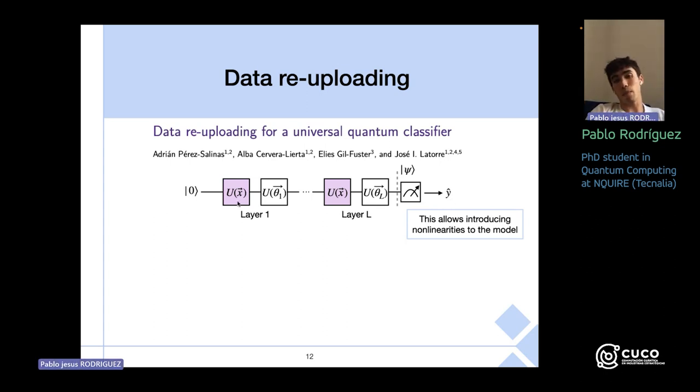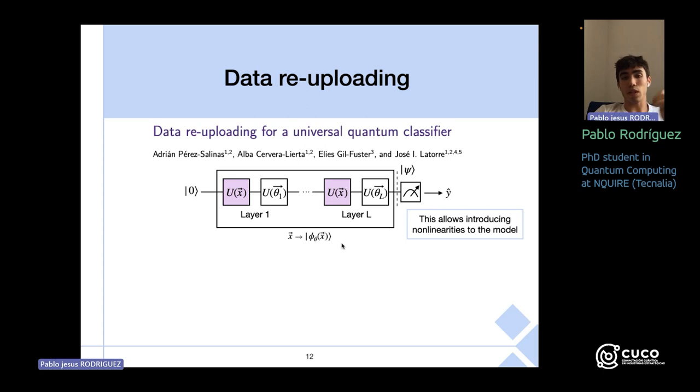Each one of them is encoding the input point again. So this whole unitary, this whole circuit, is just encoding an input point into a feature vector, which also depends on some trainable parameters here. Okay, so this is kind of the analog of a neural network, and I emphasize that we have some tunable parameters and we are uploading the information many times.